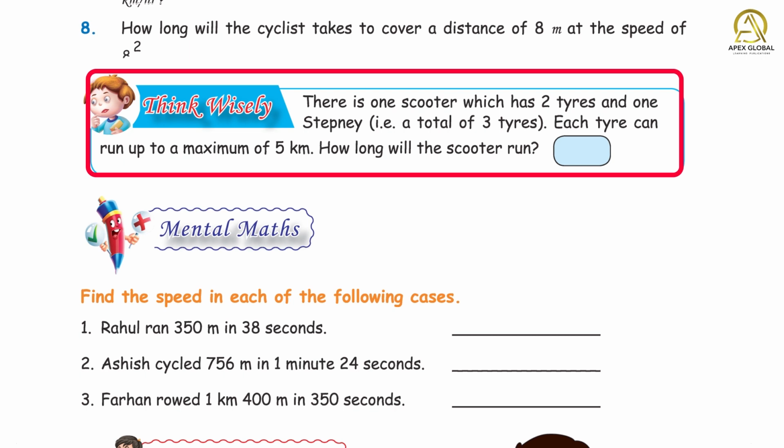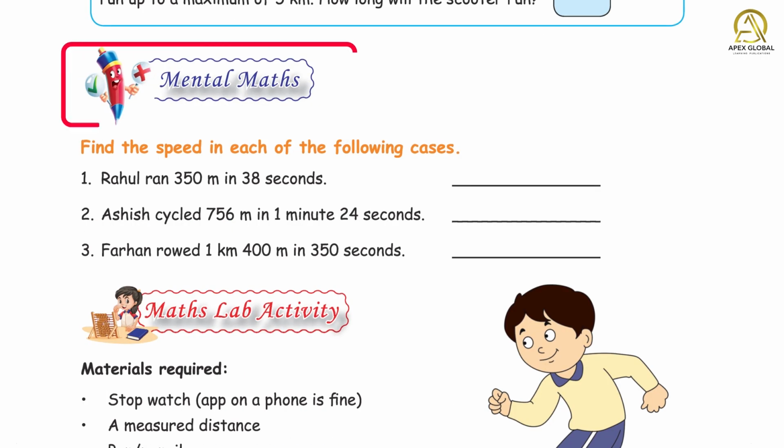Think wisely. There is one scooter which has 2 tires and 1 stepney, a total of 3 tires. Each tire can run up to a maximum of 5 km. How long will the scooter run? Answer 5 km.